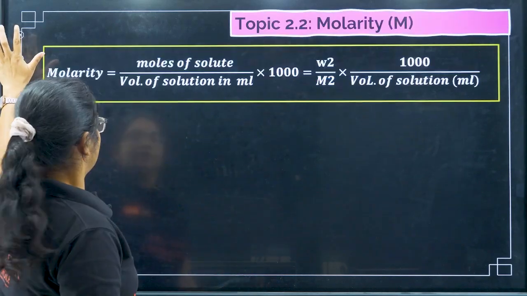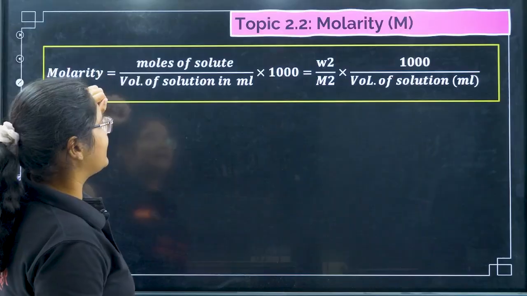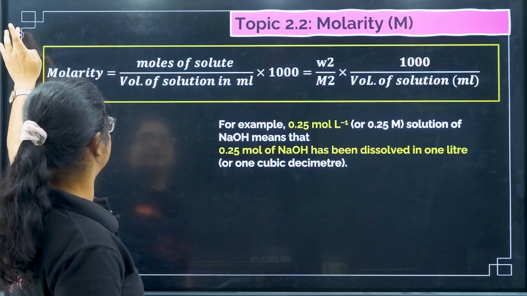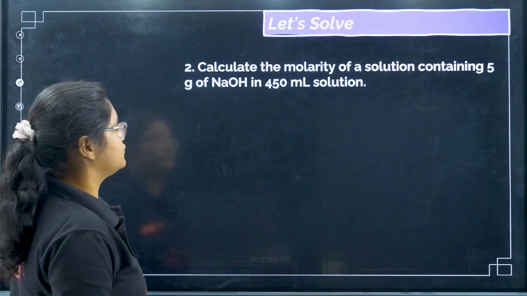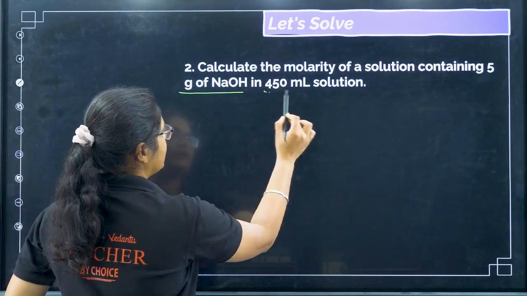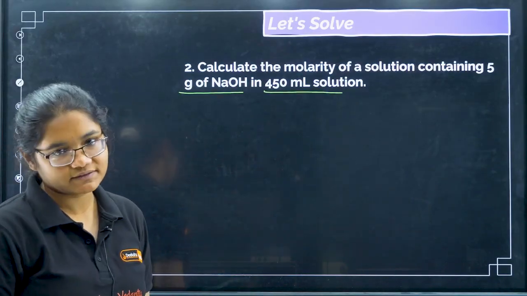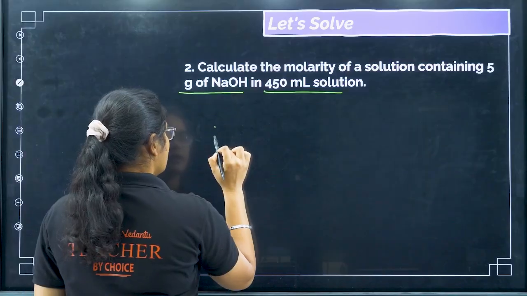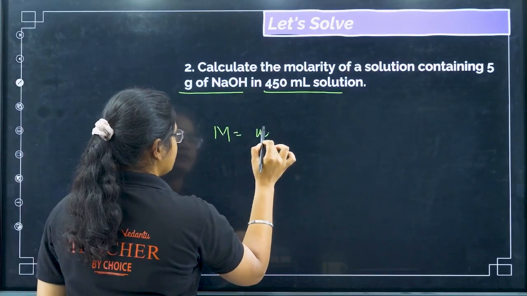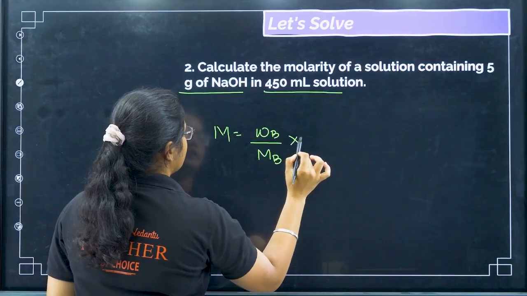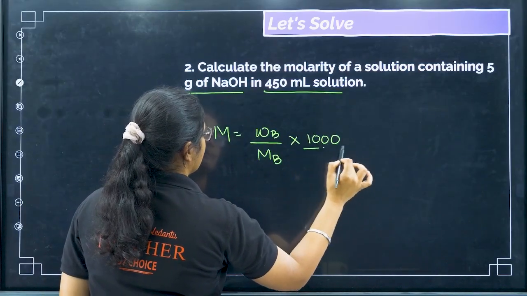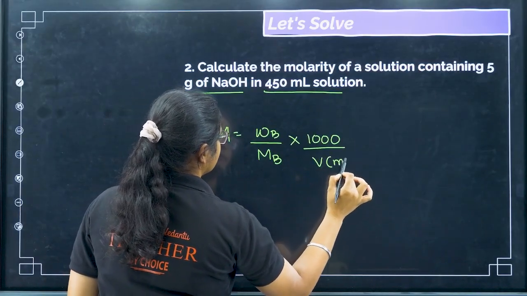Next we'll go to molarity. I have already discussed the formula. Here's the question: calculate the molarity of a solution containing 5 gram of NaOH in 450 ml of the solution. Very direct question. What is the formula of molarity? Given mass of the solute by molar mass of the solute into 1000 by volume in ml.